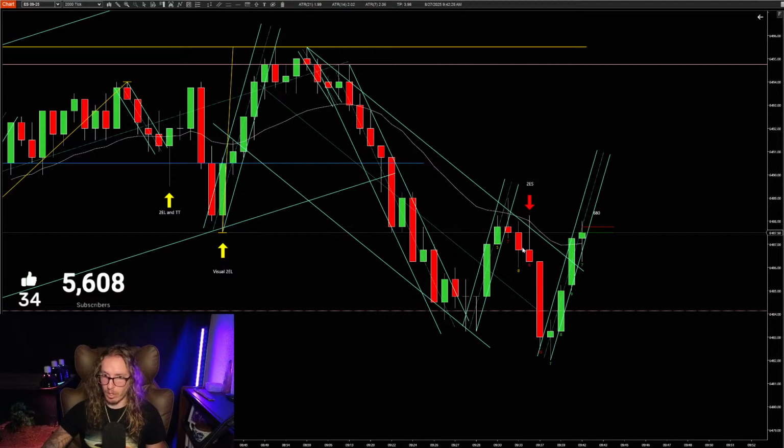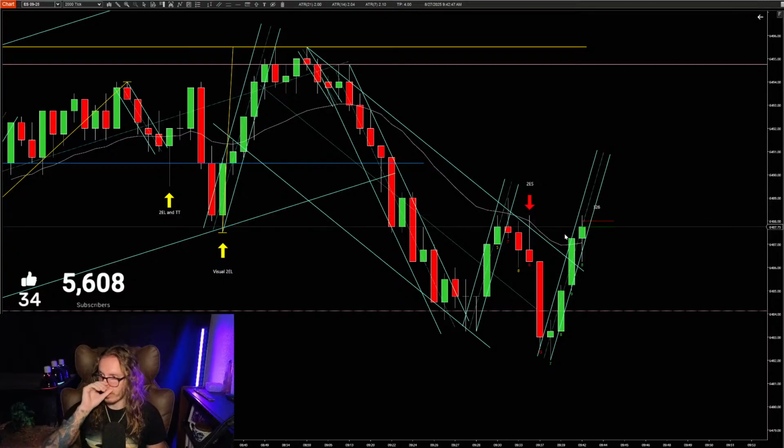A bunch of people went long there and they put their stop losses below this higher low, and some of them had their stop losses down here. So a bunch of traders thought they were catching a higher low to go long, but they were too early, and they all got trapped there. That's really what that is. That second entry short is like a trap. A bunch of longs just got completely trapped there.